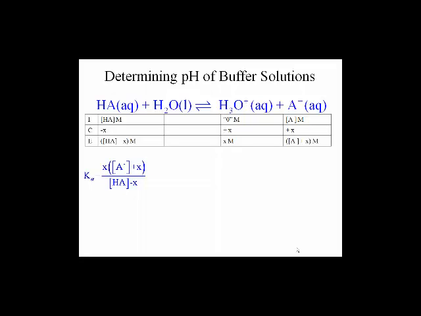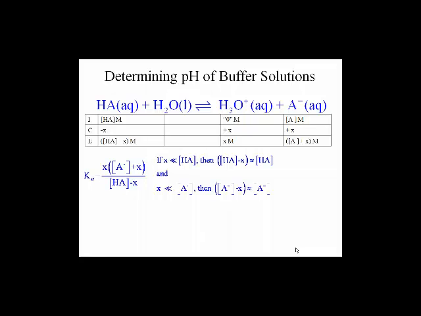But here's one thing to think about. If, in the case of the acid itself in solution, the value of x is very small, in this case the value of x would be even smaller because we already have conjugate base in solution. So what we can say is this: if x is much, much smaller than the concentration of the conjugate acid, then the concentration of conjugate acid minus x is approximately equal to the concentration of conjugate acid.